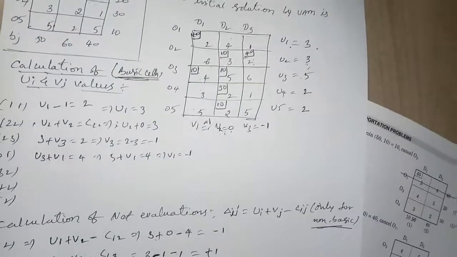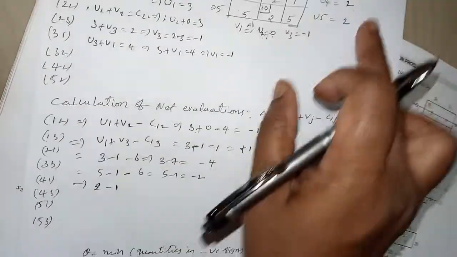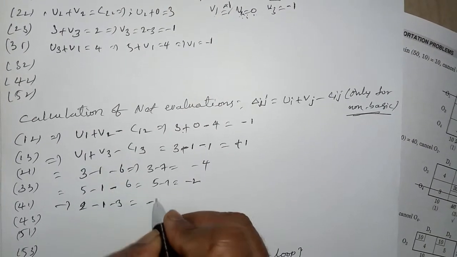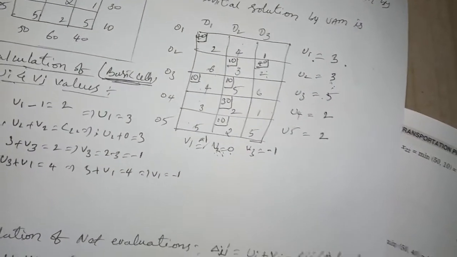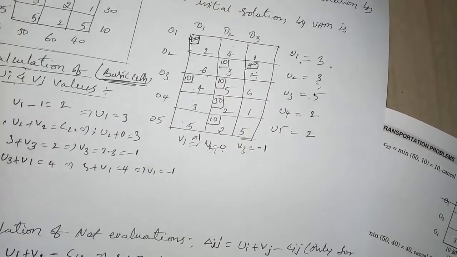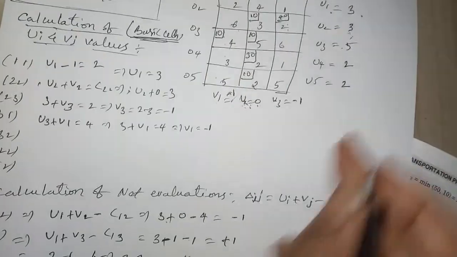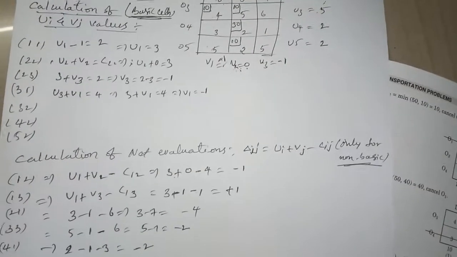Next, 4,1: 2 minus 1 minus 3 plus 2 is minus 2. Then 4,3: 2 minus 1 minus 1 is 0. 5,1: 2 minus 1 minus 5, minus 6, minus 2, minus 4. Then 5,3: 2 minus 1 minus 5, minus 5.